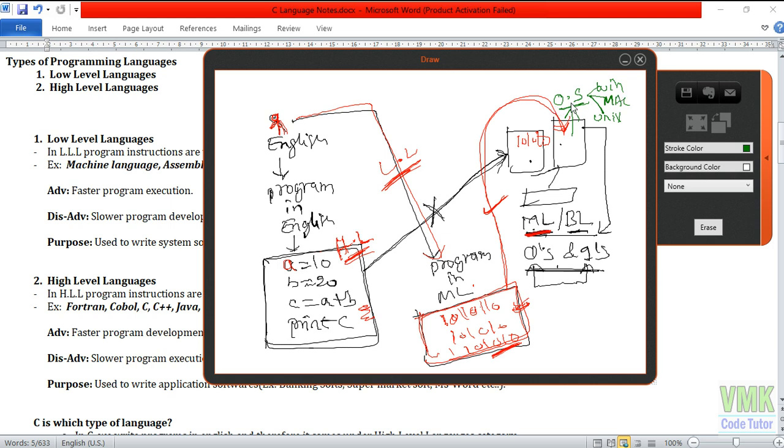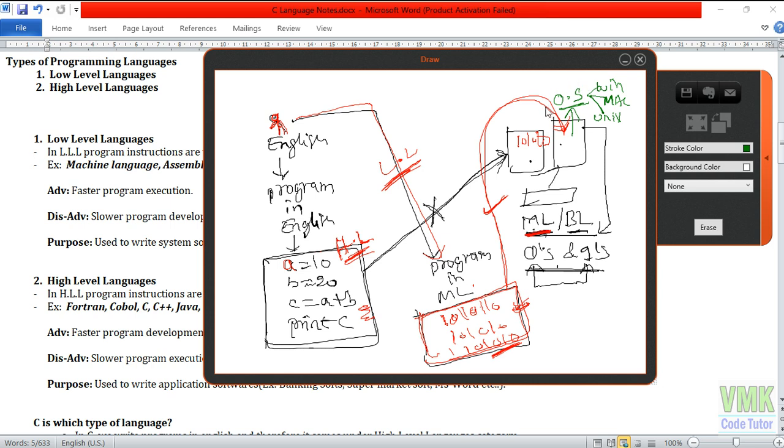What is an operating system? An operating system is system software. The operating system allows the computer to function. An operating system is a collection of programs that makes the computer function. I repeat again: how does this computer function? It functions because of the operating system programs. Therefore these operating system programs, you write in which language? Low level languages. Is it clear?